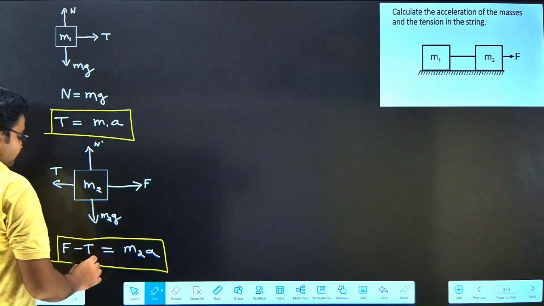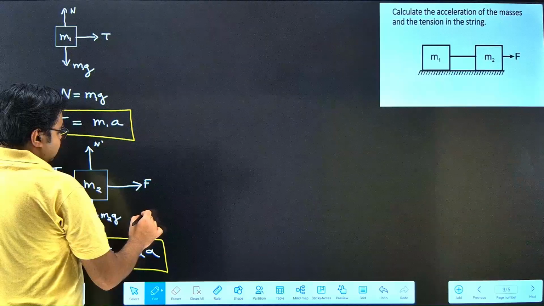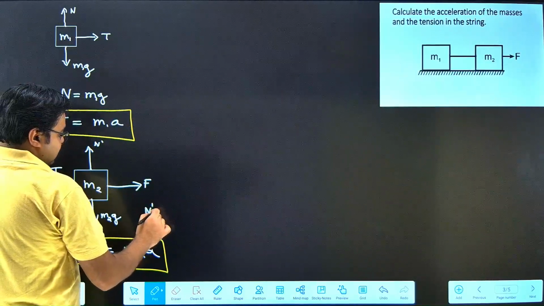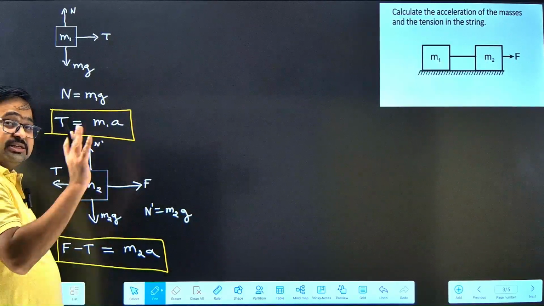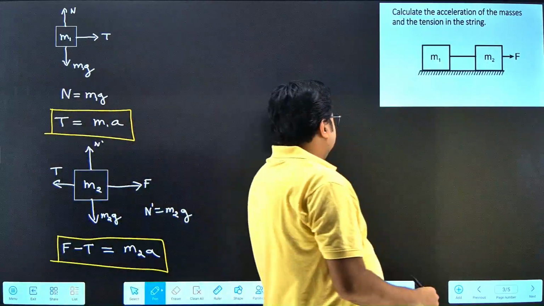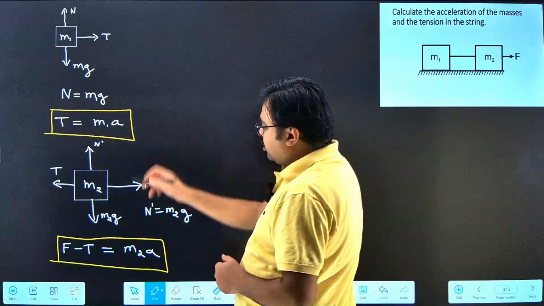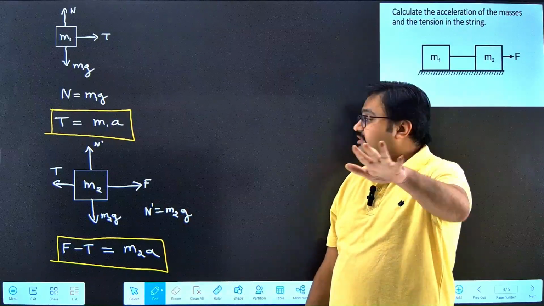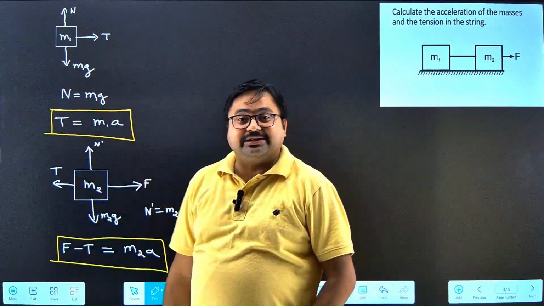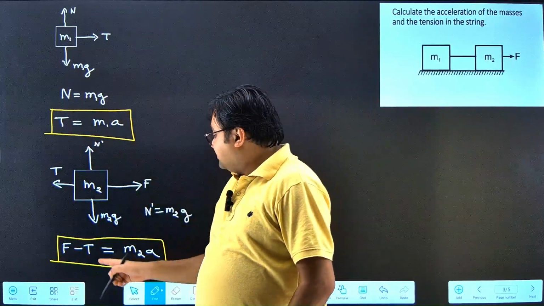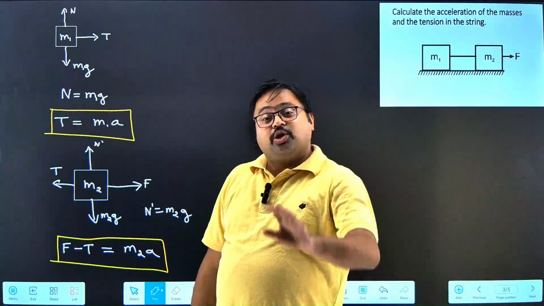Certainly, if you think about it, then here also you will have N dash becoming equal to m2 into g. Now this is the complete free body diagram. But anyway, going further, we have got two equations, and we have to solve these to find the two unknowns. The two unknowns here are the tension and acceleration. You can find both of them.